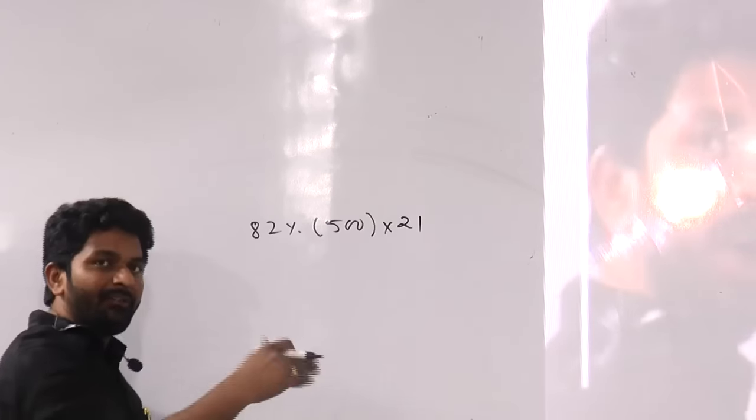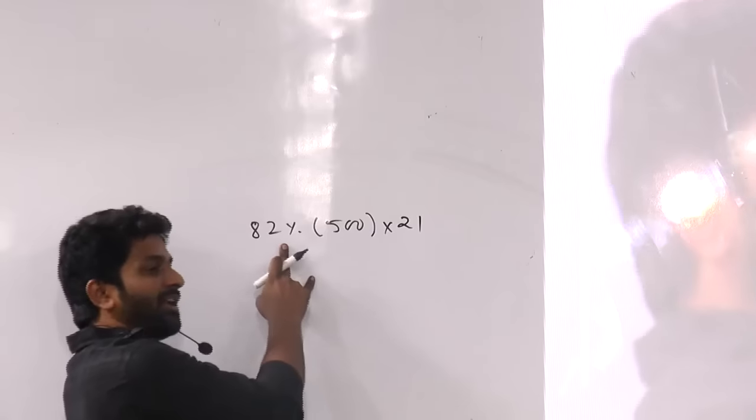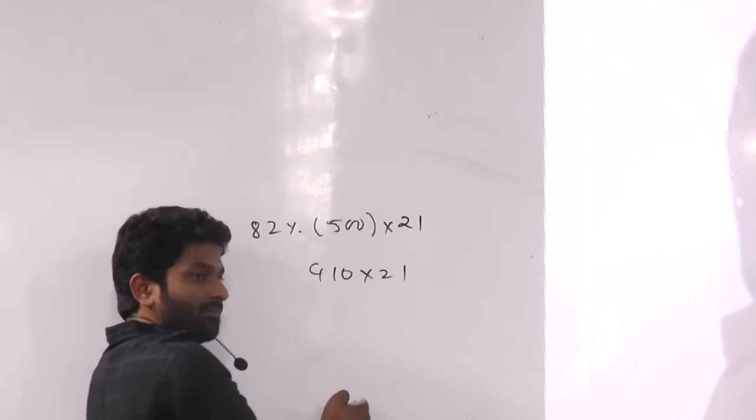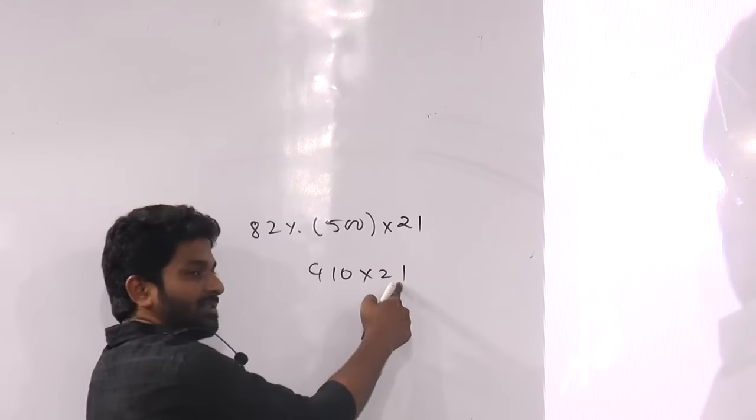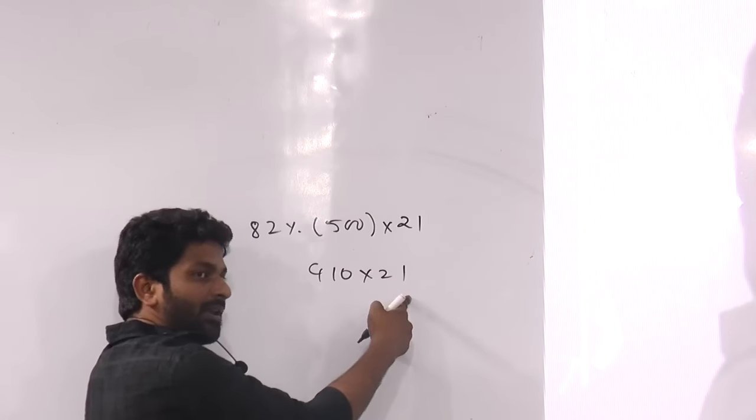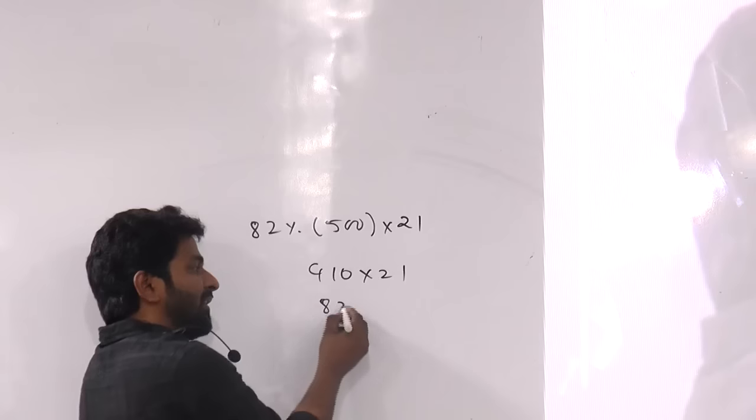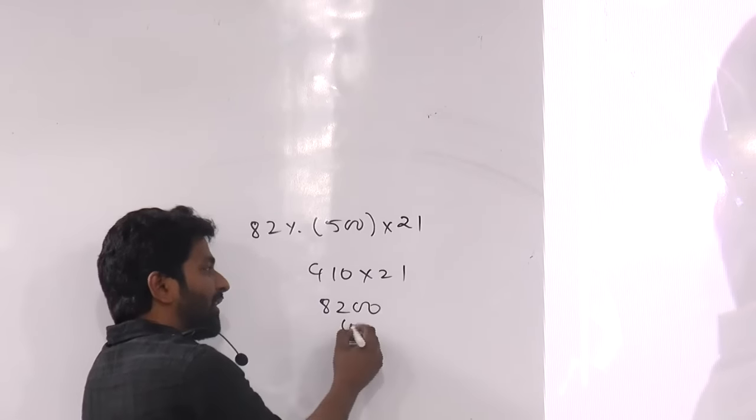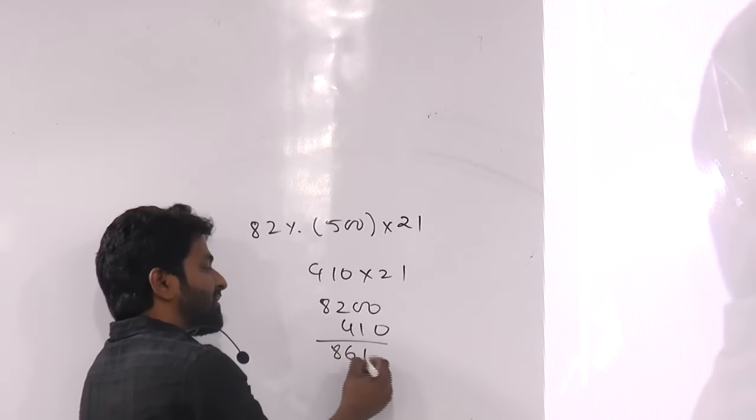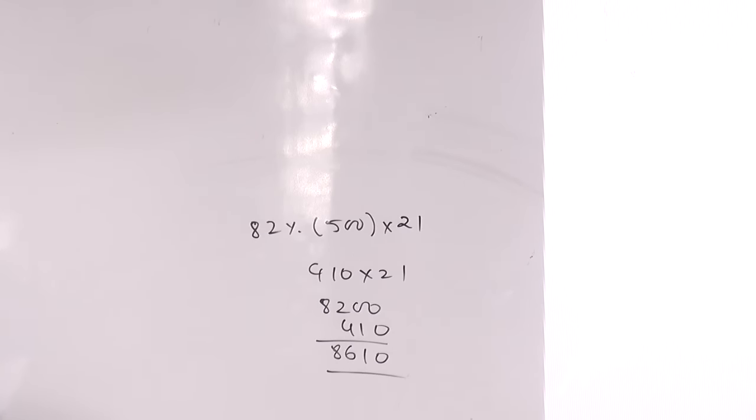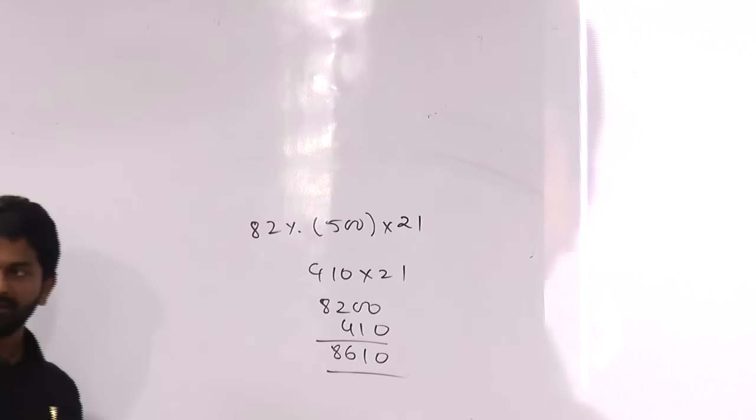5 times will be half of 10 times. 10 times is 820. Half of that is 410 into 21. 10 times 20 times plus 1 time. 10 times of this number 4100. 20 times 8200 plus 1 time in the sense 410. Total 8610. 8600.